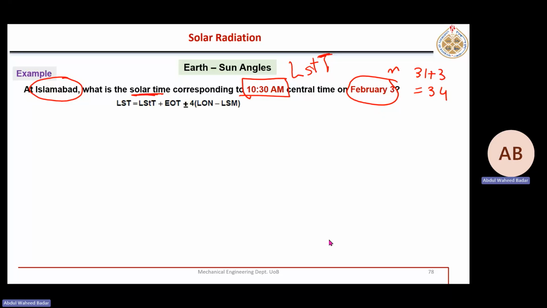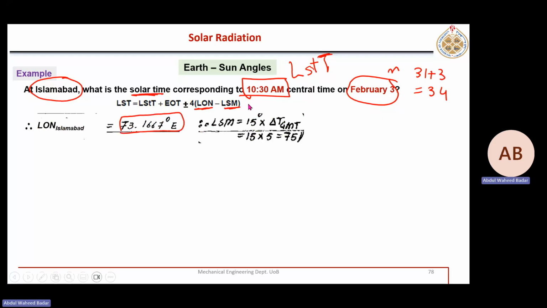So the equation of local solar time is given here. Now let's find out each term. For example, the longitude of Islamabad, you can see from Google what the longitude of any location is. So that is the exact longitude, 73.1667. But what is the local standard meridian? I told you that is given by 15 degrees multiplied by delta T GMT, the time difference with Greenwich. So 15 degrees, and the time difference between Islamabad and Greenwich is 5 hours, so that is 75.